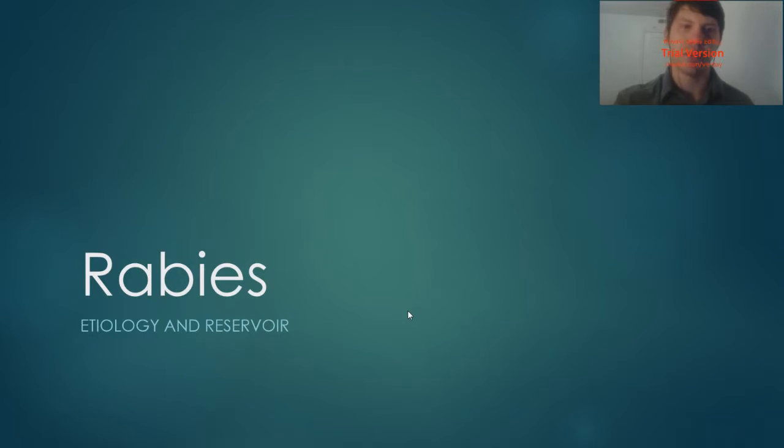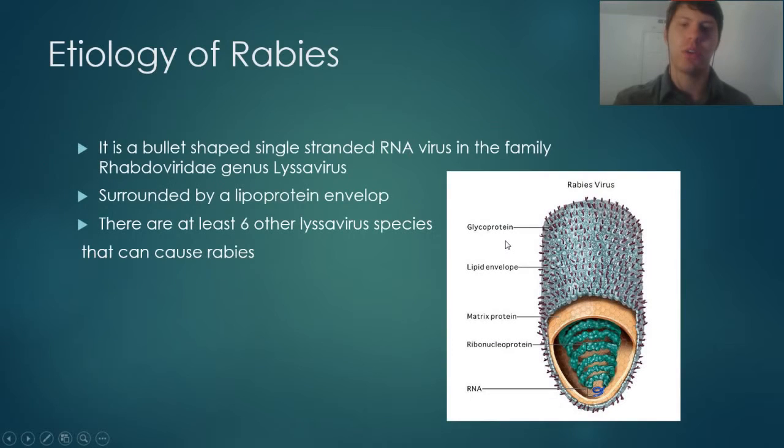My name is Justin Evanen, and this is the etiology and the reservoir of rabies. The etiology of rabies is a bullet-shaped, single-stranded RNA virus in the family Rhabdoviridae, genus Lyssavirus. The virus itself is actually surrounded by a lipoprotein, as you can see in this picture, the envelope right here, and then right in here is the RNA.